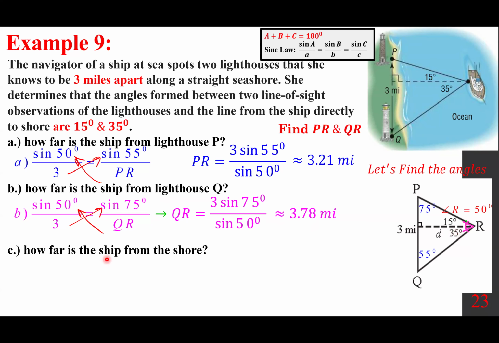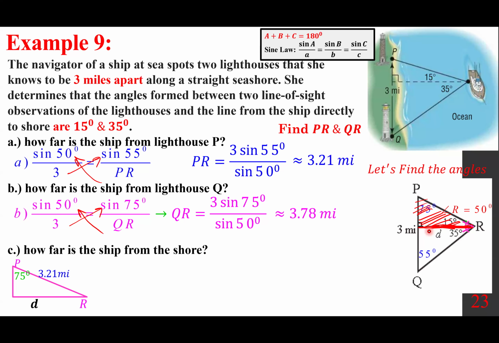Finally, how far is the ship from the shore? So we want this distance that is called D, everybody. We want this distance. So we have a choice of using the top or the bottom triangle because it's a right triangle. So if we use the top one, this is 75 degrees. We found the PR to be 3.21, and we're going to do that.